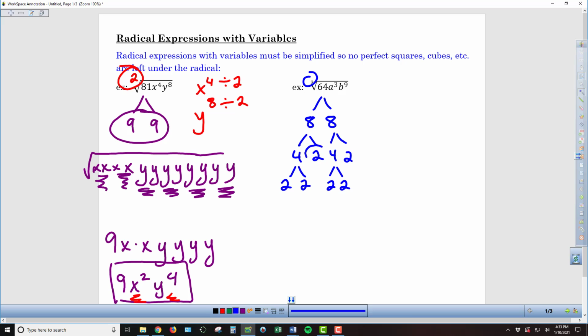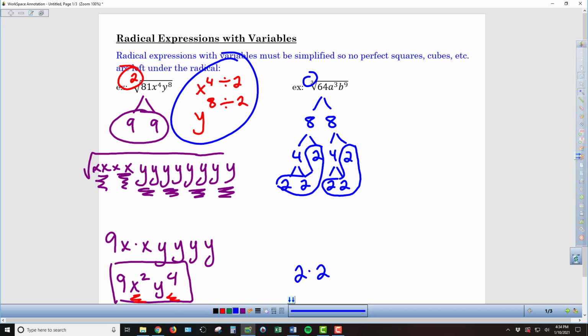And so now I've got a set of 1, 2, 3 2s. It's going to come out as a 2. Here's another set of 1, 2, 3 2s. That's also going to come out as a 2. So now I've taken care of the cube root of 64 part. Now for the variables, I'm going to use the same shortcut that I used on the previous example, except now instead of dividing the exponents by 2, because we were taking a square root on the last one, I'm going to divide those exponents by 3.